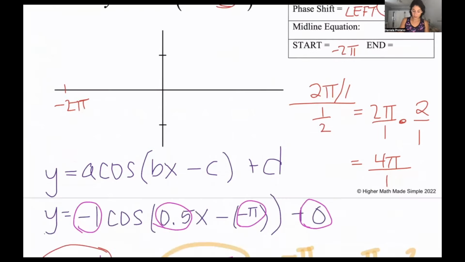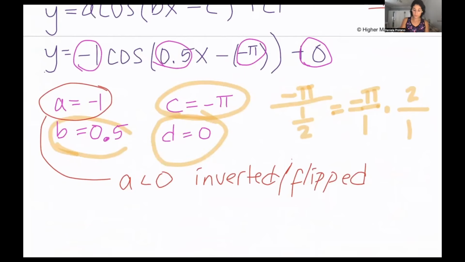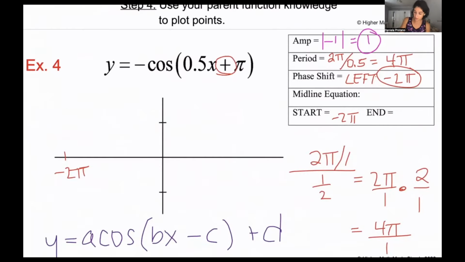Okay, and the midline equation, so the midline will end up being the x-axis because d is 0. So here's y equals 0, or the x-axis. And then last but not least, we have to figure out that n value. So again, it's going to be the phase shift, which is negative 2 pi, plus the period. And the period was 4 pi. So negative 2 pi plus 4 pi is 2 pi. So that means that we end over here. And the distance between negative 2 pi and positive 2 pi is 4 pi.